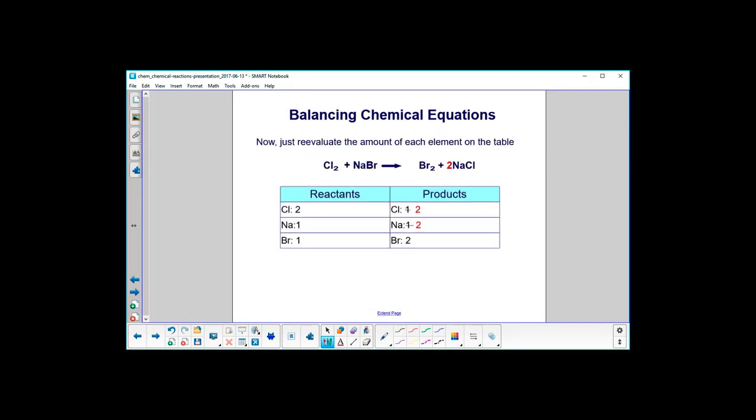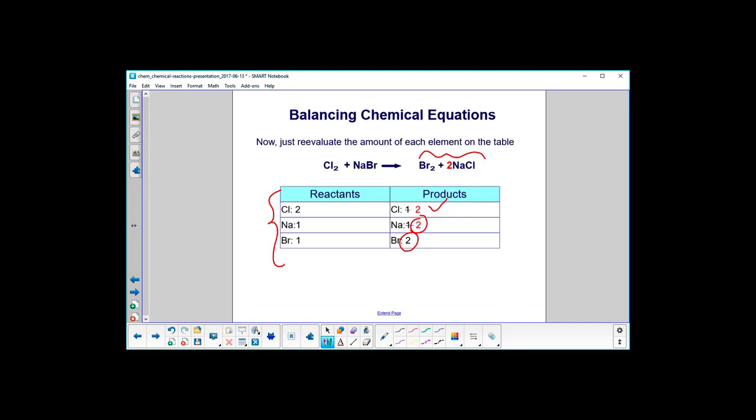Now, take a step back and see if we fixed it. So we go back to our table, and we didn't change anything on the reactant side, but now let's go over here. Still have 2 bromines. And what did we do here? We have 2 chlorines, which is what we wanted, but it also multiplied the sodium by 2. So we have 2 there. So we will go to the next slide and see how we fix that one.